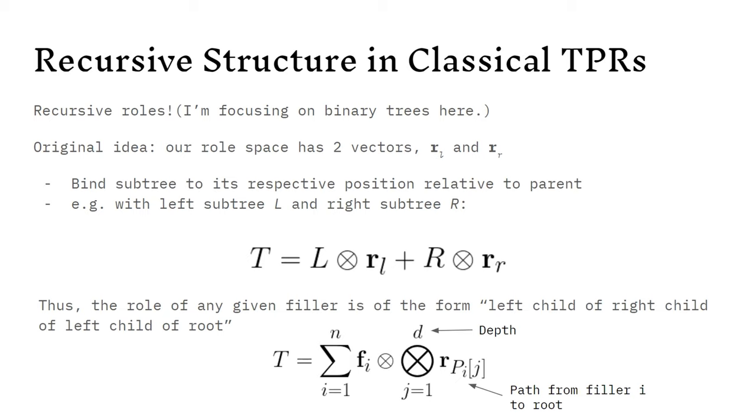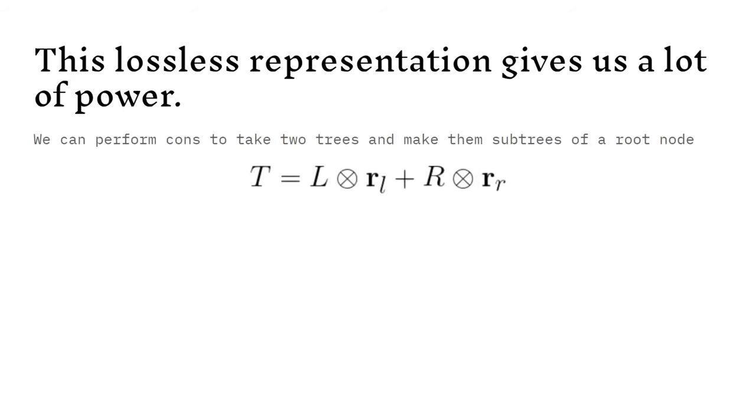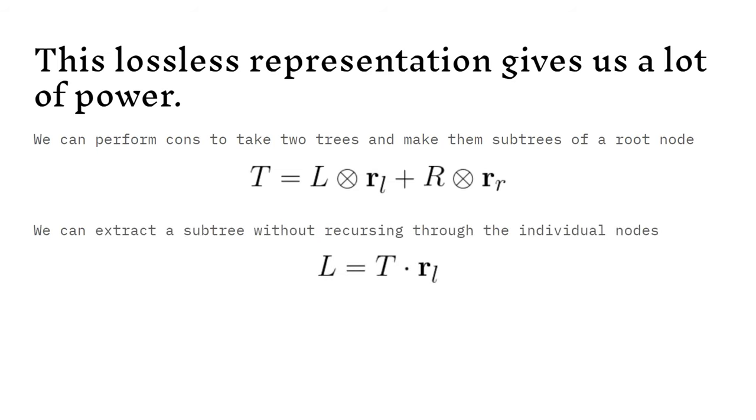And we take the path from the filler to the root from left to right, and we tensor product them all together. And so we end up with 2 to the n dimensions. And that gives us a totally lossless representation without sparse scaling, but it does give us a lot of symbolic power. So we can perform construction operations, cons, where we take two trees and make them subtrees of a root node, L and RL, the thing I showed before. We're also able to extract a subtree without recursing through the individual nodes. This is something that you need certain types of tree representations to be able to do.